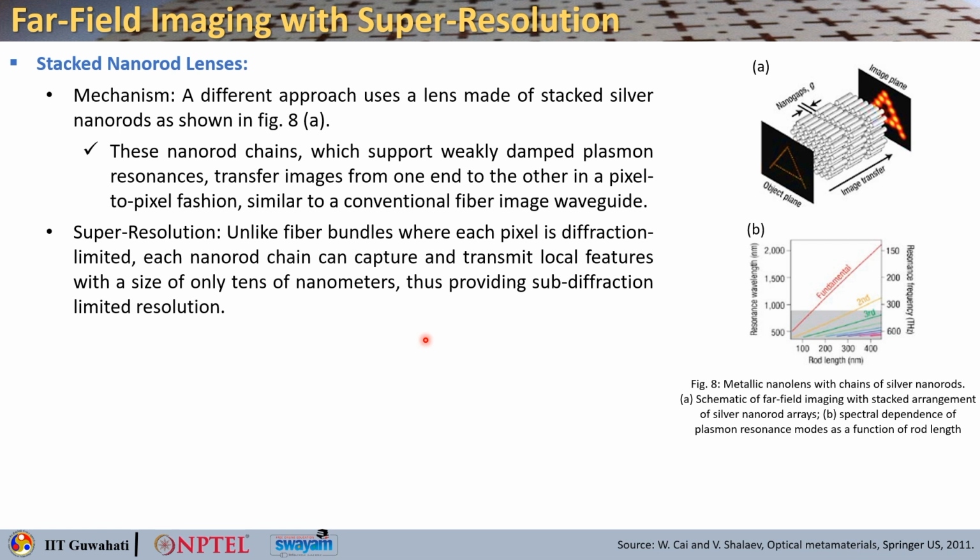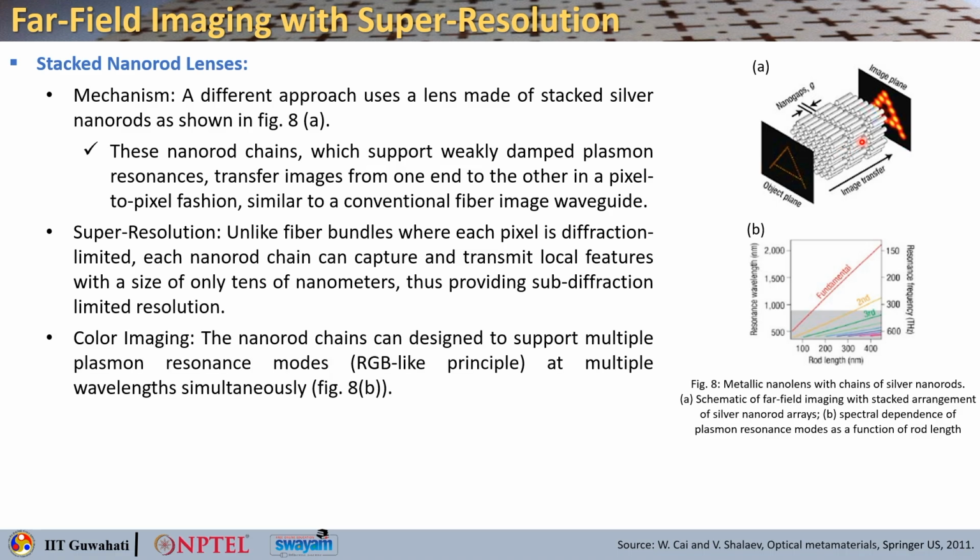So, the super resolution comes from the fact that, unlike fiber bundles where each pixel is diffraction limited, here each nanorod chain can capture and transmit local features with a size of only, say, tens of nanometers, and they can provide sub-wavelength resolution, okay. And color imaging is also possible because the nanorod chains can be designed to support multiple plasmon resonance modes, something like the RGB principle, okay.